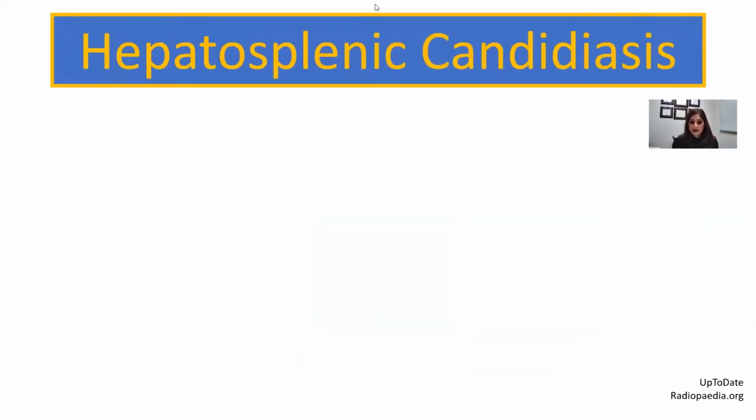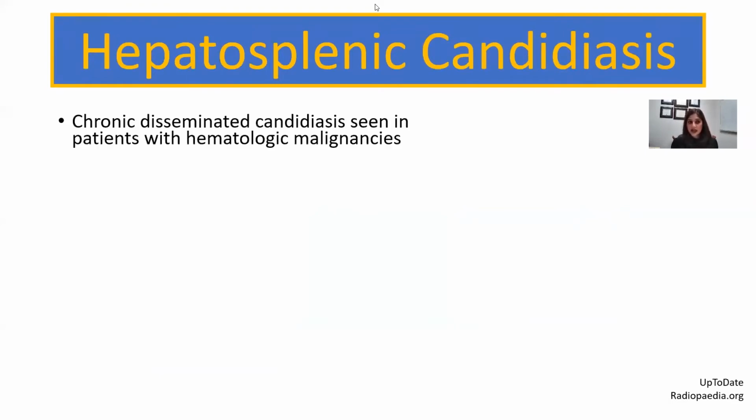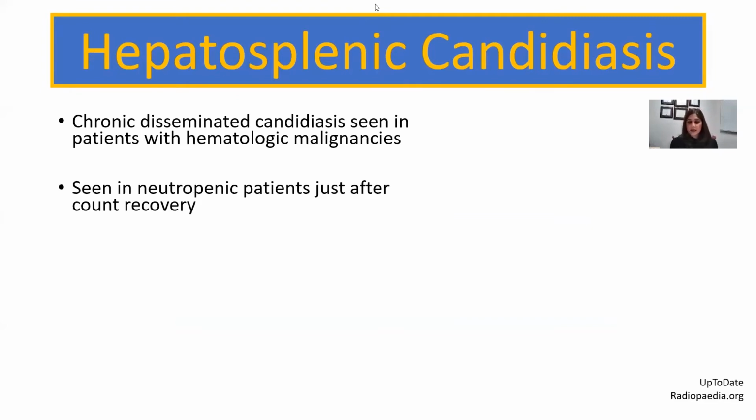And lastly, I did want to mention one important entity in oncologic patients, mostly something that we see in hematologic malignancies, but hepatosplenic candidiasis is an important diagnosis to be aware of. This is chronic disseminated candidiasis, which is seen in patients with hematologic malignancies. You'll see this in neutropenic patients that have just recovered their counts, and these patients will present with persistently high spiking fevers, sometimes right upper quadrant pain, nausea, and vomiting.